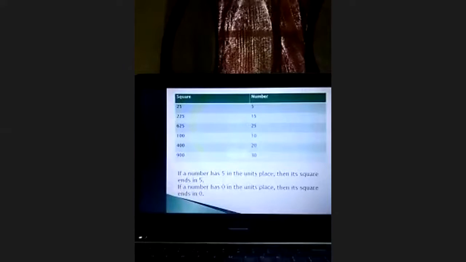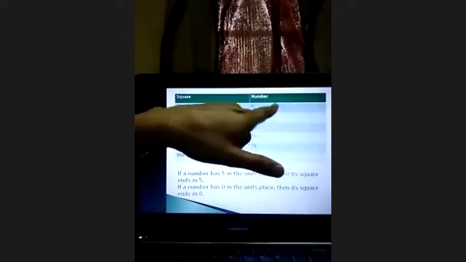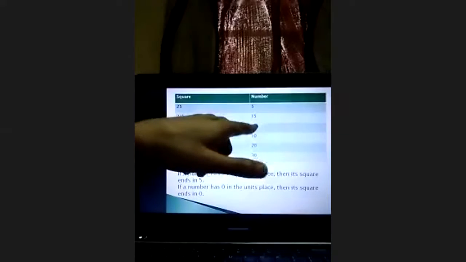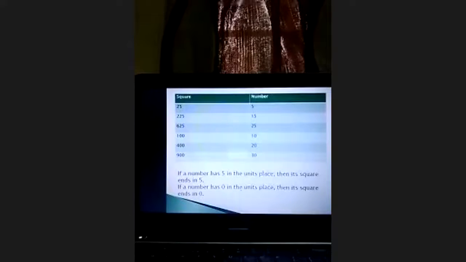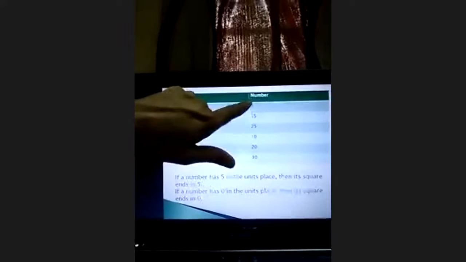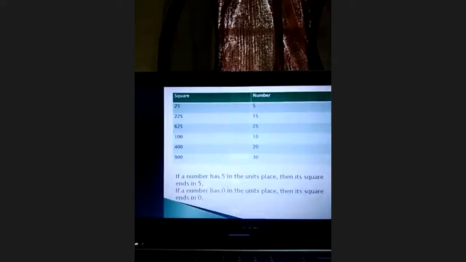Next slide. अब ध्यान से देखो. Square of 5 is 25. 5 into 5 is 25. 15 into 15 is 225. 25 into 25 is 625. If a number has 5 in the units place, यहाँ पर देखो 5 है units place पर, तो उसका square भी किससे end हो रहा है? The square is also ending with 5. If a number is having 5 in the units place, then its square also ends in 5.